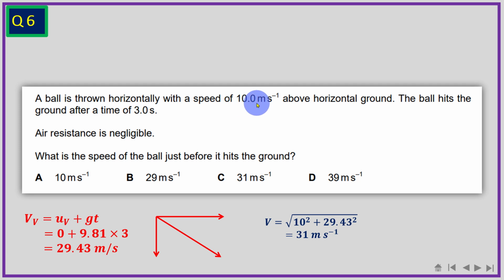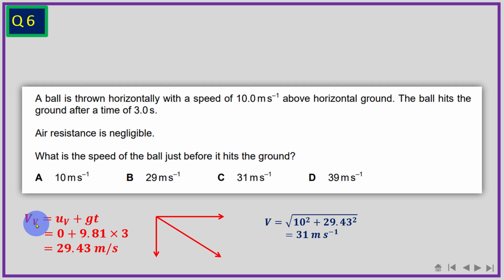The horizontal component of the velocity always remains constant, and there is no acceleration horizontally because there is no force acting on the ball horizontally. That one is very important. The reason why the velocity remains constant is because horizontally there is no force acting on the ball. But vertically, there is a force acting on the ball which is equal to the weight of the ball. And that is why the ball is going to accelerate vertically.